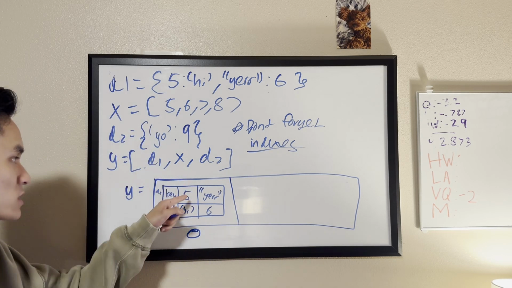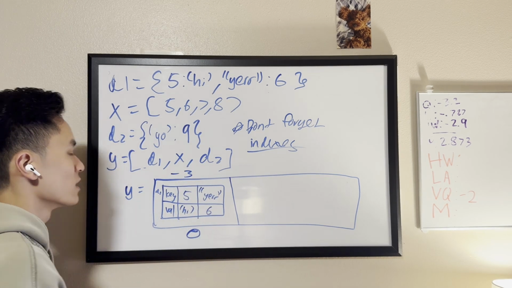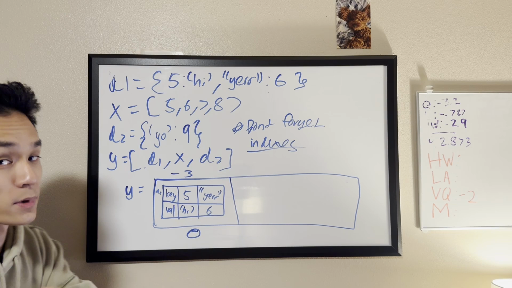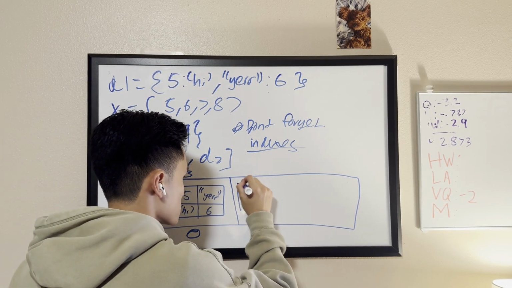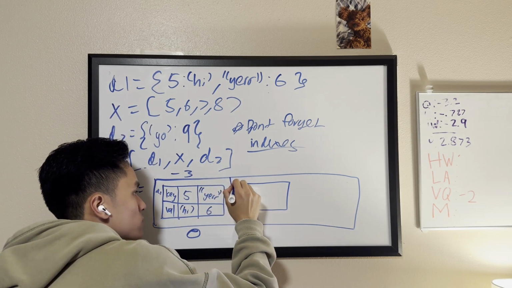I'm too lazy, but this is probably going to be -3. So I'm just going to do it. Why not? Okay, next up, we have a list. X is a list. So remember something about lists? We have indexes. So let's just draw a big old box. We can give it a small label. We can give it X right here.